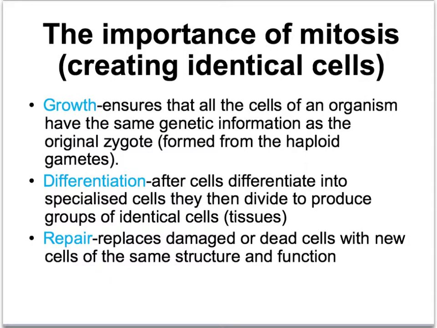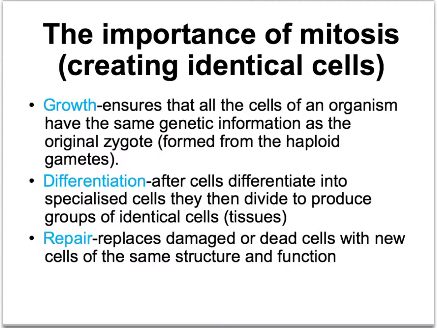Okay, so the importance of mitosis, why it's required. Remember, mitosis creates 2 identical cells. Growth is the most important thing. It ensures that all the cells that are produced by an organism have got the same genetic information from that original zygote, from that original fertilised egg. With that DNA that's in there, mitosis creates identical cells and ensures that they've all got exactly the same DNA.